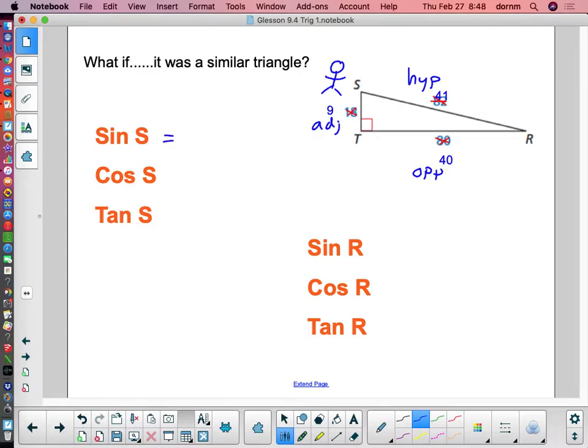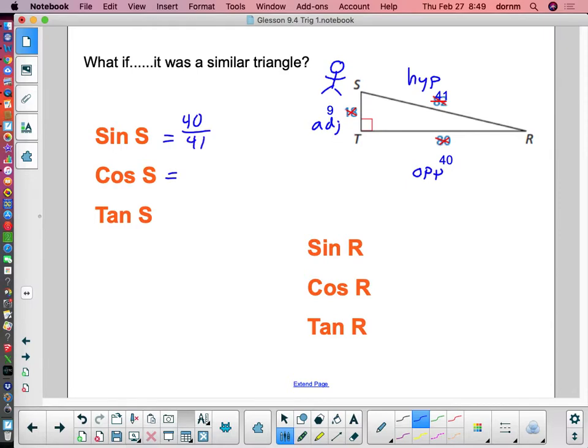So sine of S, notice I'm not just saying sine equals, it's sine of an angle, because again, without that perspective, the terms opposite, adjacent mean nothing to me. So I can't just say sine equals, it's sine of this angle equals. Sine of S equals what? Sine is what ratio? Opposite over hypotenuse. Which side have we labeled the opposite? 40. And hypotenuse is 41. It really is that easy.